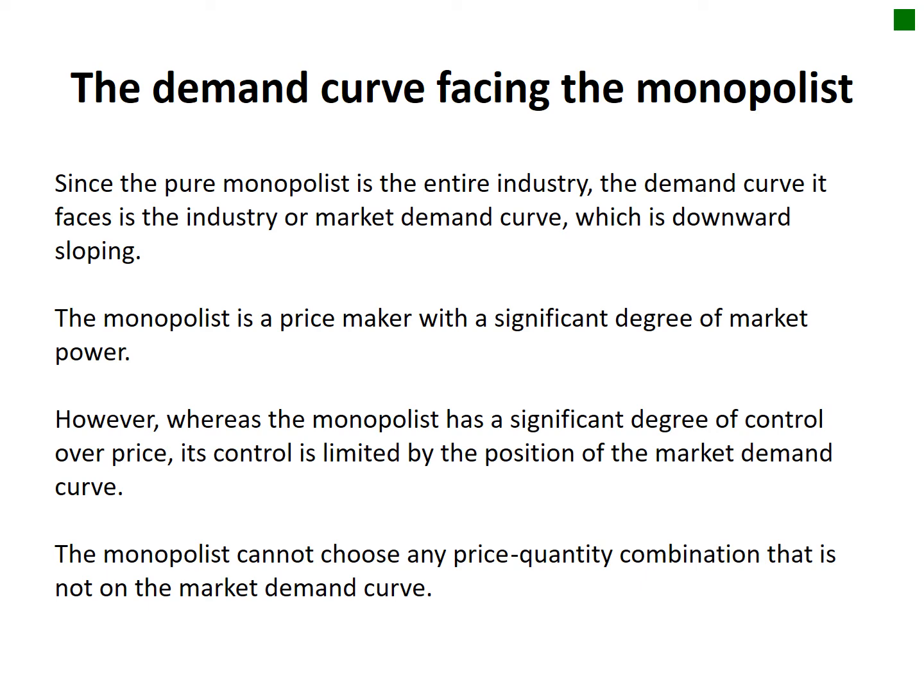And again, it's downward sloping. Again, a reminder that the monopolist is a price maker with significant market power. And again, as I said at the beginning when we looked at the original demand curve, whereas a monopolist has significant control over price, its control is limited by the position of the market demand curve. You couldn't just charge whatever you like, because if you don't have the demand at that price, you're not going to have the market for your good. And the monopolist cannot choose any price quantity combination that is not on the market demand curve.